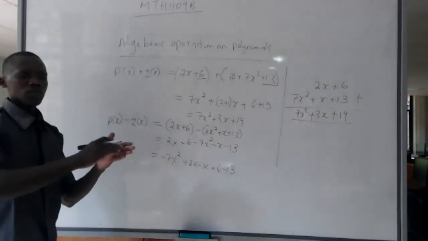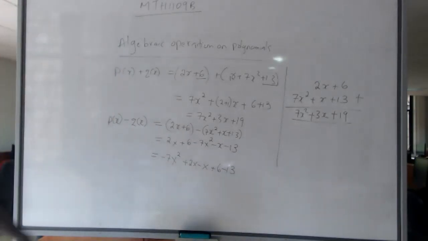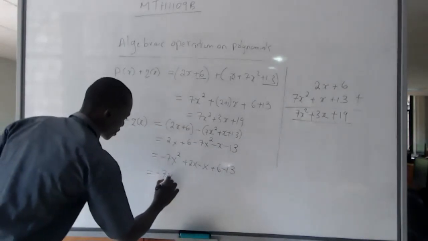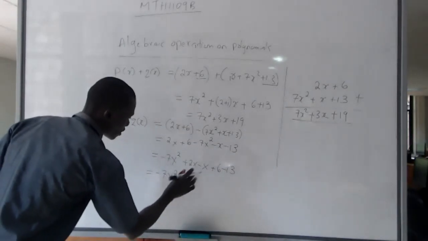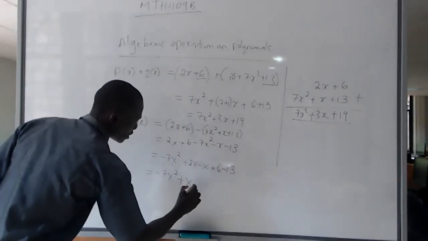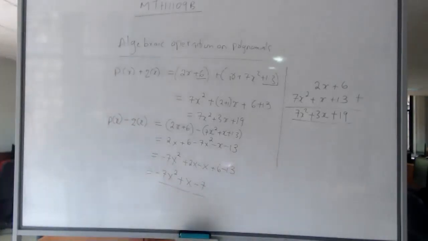So whether you start from the left going to right or from the right going to left, when adding two terms, you get the same result. So this is minus 7x squared plus 2x minus x is simply x. 6 minus 13 is simply minus 7. So you get minus 7x squared plus x minus 7.